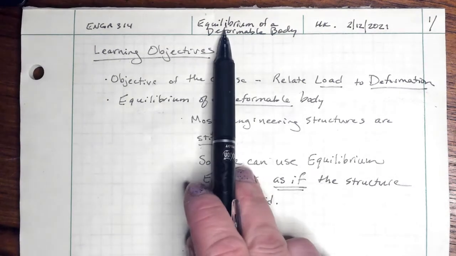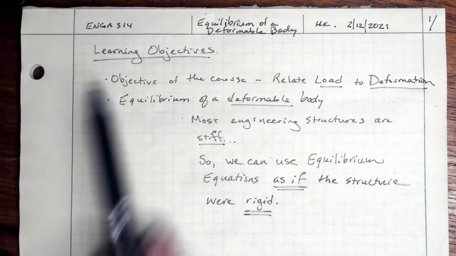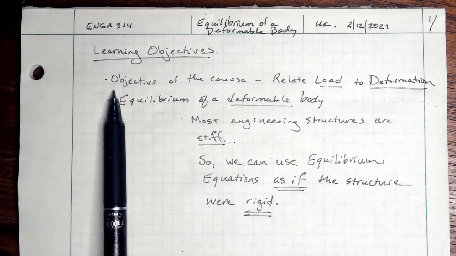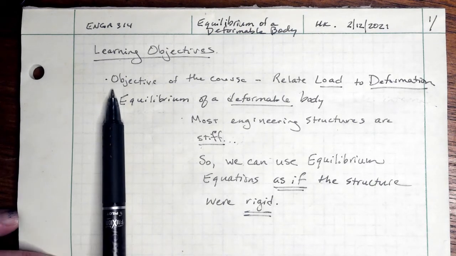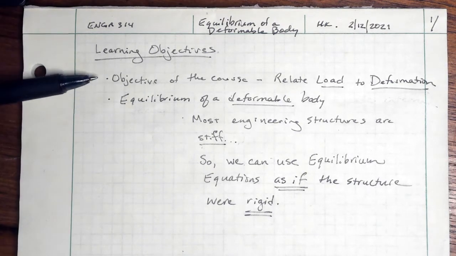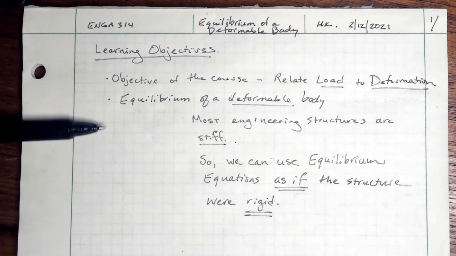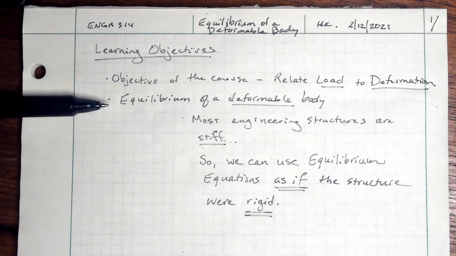Today we're working on equilibrium of a deformable body. We have a couple learning objectives, or at least concepts I want to mention before we get started deep into this. First of all, the objective of the course, as we know, is to relate load to deformation. We have to use geometry, we have to use material properties, and we have to use the forces system. And in order to do that, we need to look at the equilibrium of a deformable body.